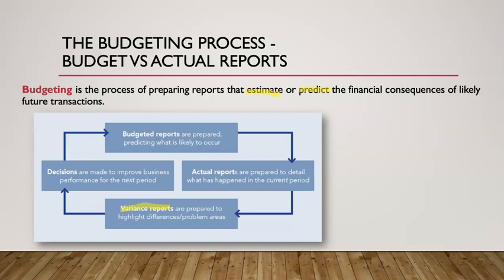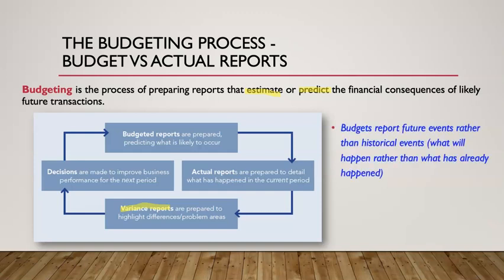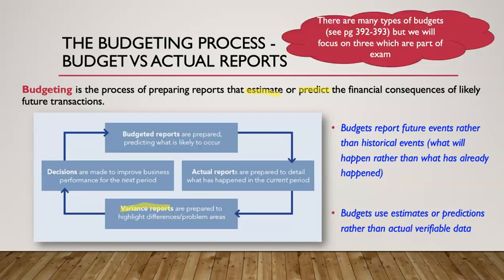So key things to remember: budgets report future events rather than historical events. What will happen rather than what has already happened. Budgets use estimates or predictions rather than actual verifiable data. And there are many types of budgets. You can see them in pages 392 to 393 of your textbook, but ultimately there are three that we care about.